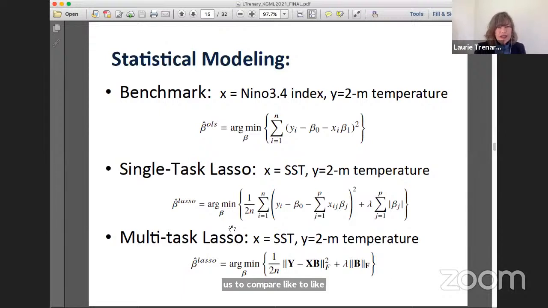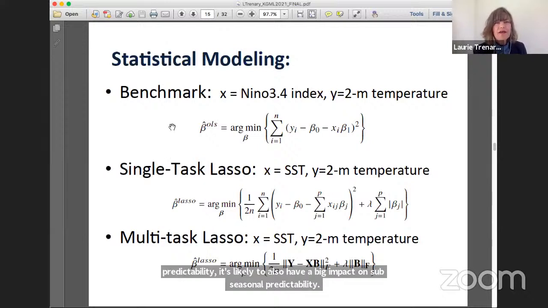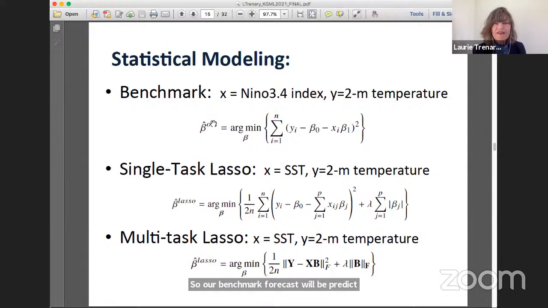We'll use a hierarchy of statistical models. So our first empirical model is a benchmark, and it's expected. So the El Nino has the largest impact on seasonal predictability. It's likely to also have a big impact on subseasonal predictability. So our benchmark forecast will be a prediction. It's an ordinary least squares prediction where we estimate our betas by minimizing the cost function listed here. Our y's are the grid point temperatures. And our X, or predictors, is the Nino 3-4 index.